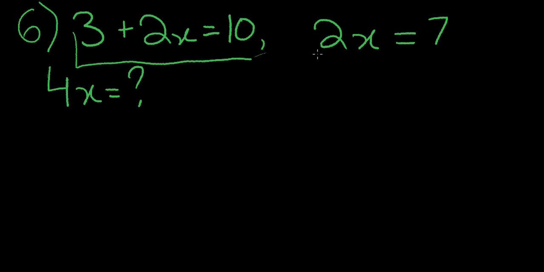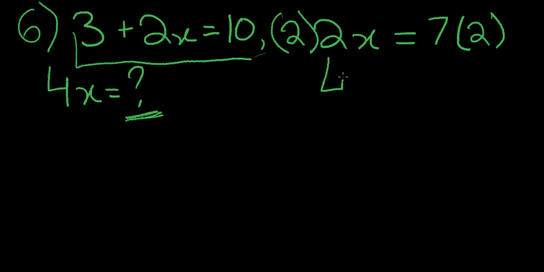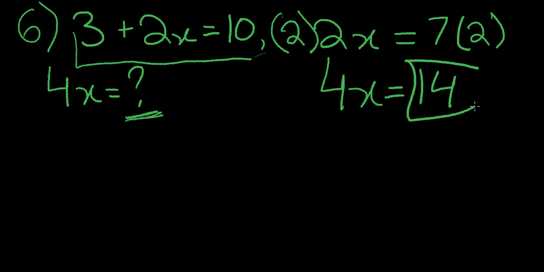What you can notice is that 2x is half of 4x. So 7 is also half of what 4x is going to be. If we multiply both sides of the equation by 2, we get 4x on this side, and on this side we get 14. That's the correct answer, choice D. So, just a translation problem, not too hard.